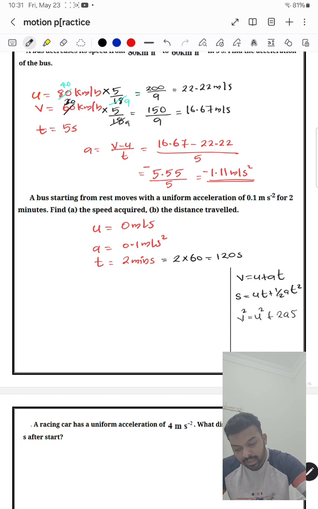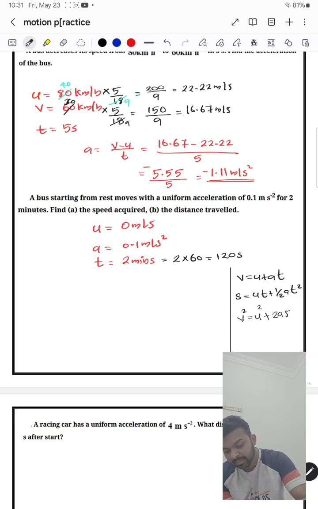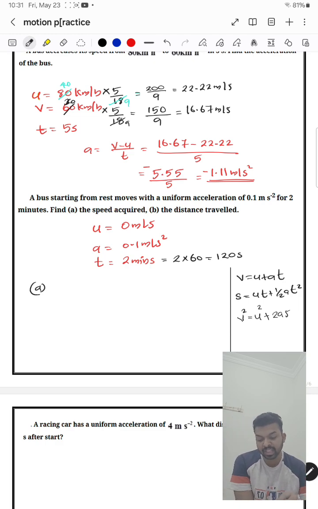Understand one thing, people. When it comes to this equation, maybe you may have studied it as v square minus u square. That is also the same. That is, v square minus u square is equal to 2as. Okay, now which equation can be taken here? We have two things in this question. What are they? You have to find the speed acquired.